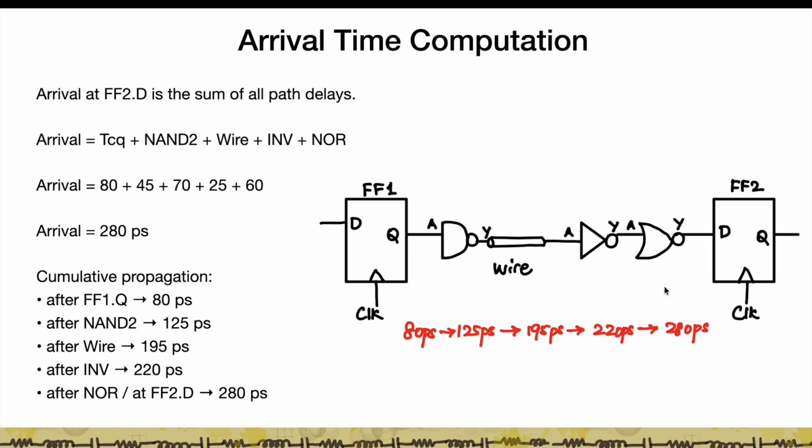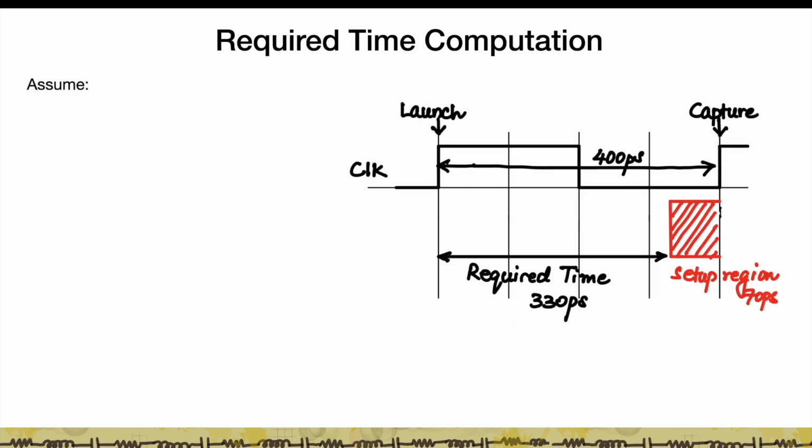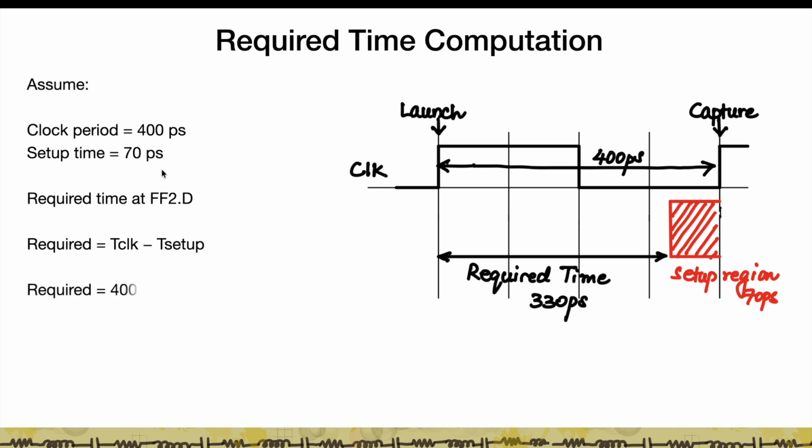Now we need to know the deadline. Is 280 picoseconds good enough? That depends entirely on the clock constraint. The clock period is 400 picoseconds. FF2 has a setup time of 70 picoseconds. That means data must be stable at FF2's input at least 70 picoseconds before the capture edge arrives at 400 picoseconds. So required time is 400 minus 70 or 330 picoseconds. That's the deadline. The data must arrive no later than 330 picoseconds after the launch edge.